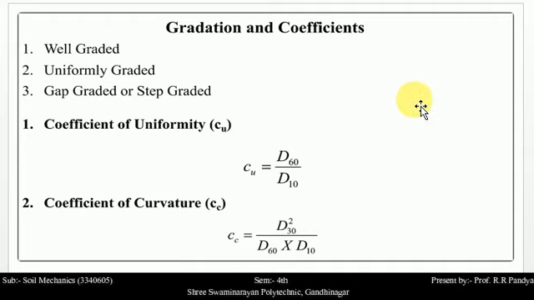And from these values we can classify the soil as well graded soil, uniformly graded soil or gap graded soil. For the coefficient of uniformity, the equation is D60 over D10, and for the coefficient of curvature, the equation is D30 squared divided by D60 times D10. From these values, we can find out the type of soil. Which type of soil is it? Well graded, uniformly graded or gap graded?